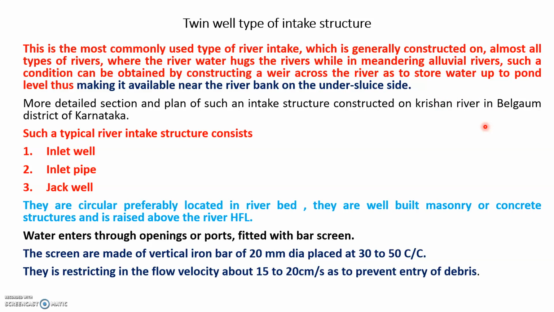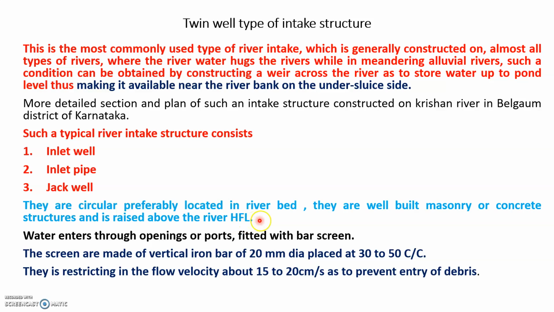You can easily see them on the rivers Dudh Ganga and Ved Ganga, when we travel from Nipani to Kolhapur, where you can find twin tower wells. You can also see them near Hidkal Dam. Generally the typical structure consists of an intake well, an intake pipe, and a jack well. It may be built of concrete or masonry, and the structure rises above the HFL level.